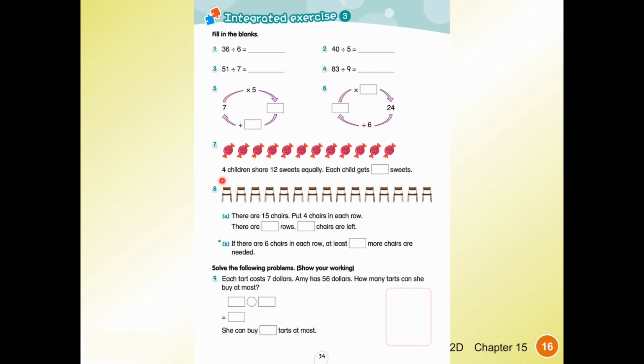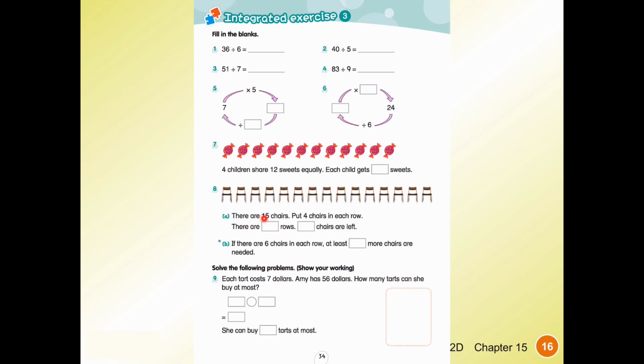Okay, question 7. 4 children share 12 sweets equally. Each child gets, so this is quite easy, 12 divided by 4. And there are 15 chairs. Put 4 chairs in each row. There are how many rows and how many chairs left? So this one again is quite straightforward. 15 divided by 4. And for part B, if there are 6 chairs in each row, at least how many more chairs are needed? So I'll spend some time to talk about this one.